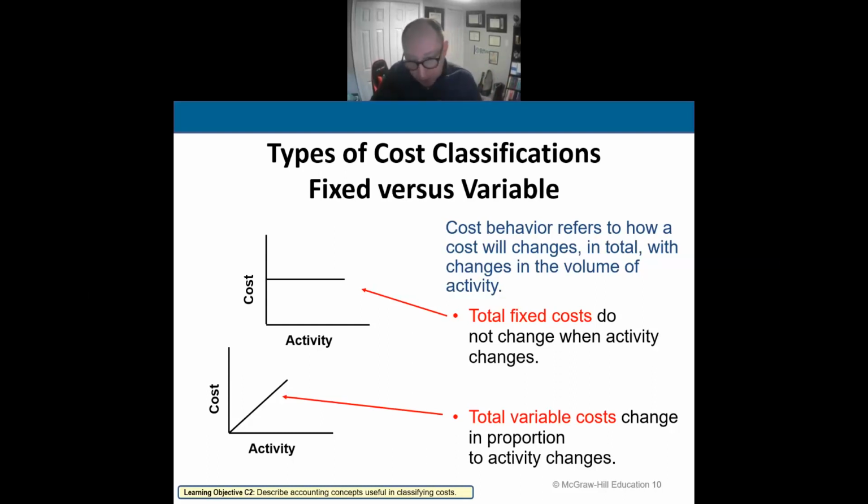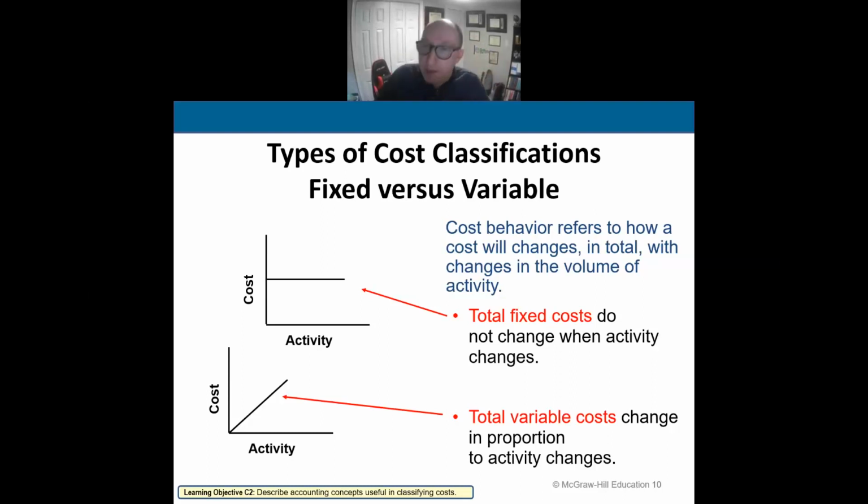Most of those types of employees earn an hourly wage. The more they work, the higher that cost is. Right? That's why direct labor is a variable cost. It goes up with the increased level of activity. Make sense so far? Yes, sir. Awesome.